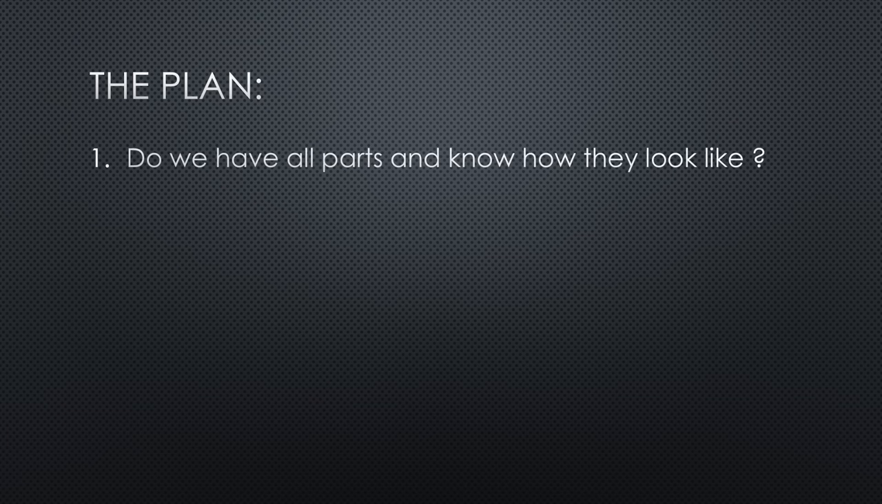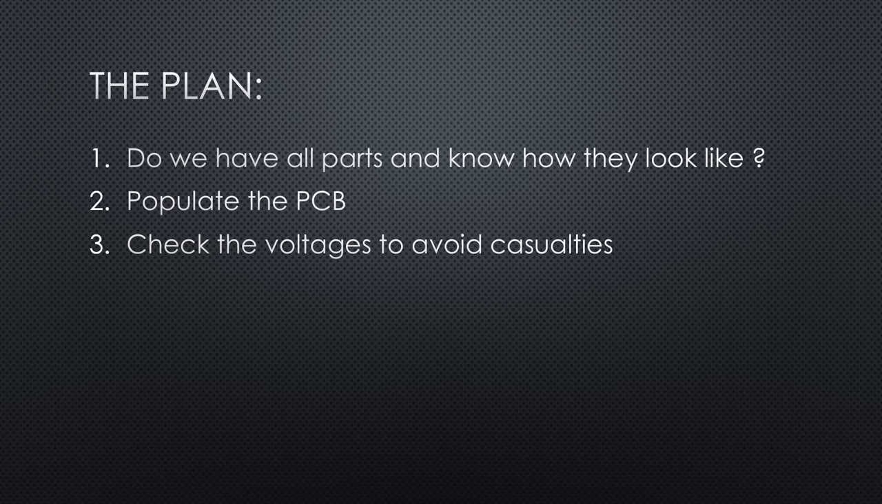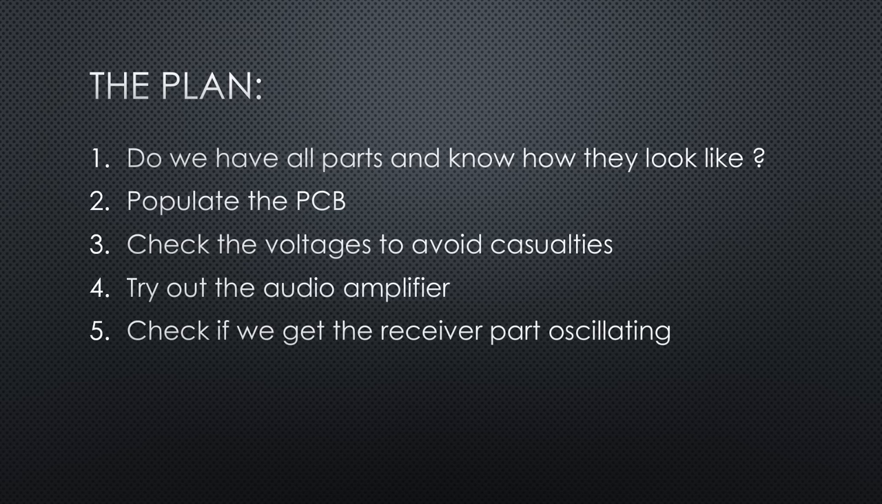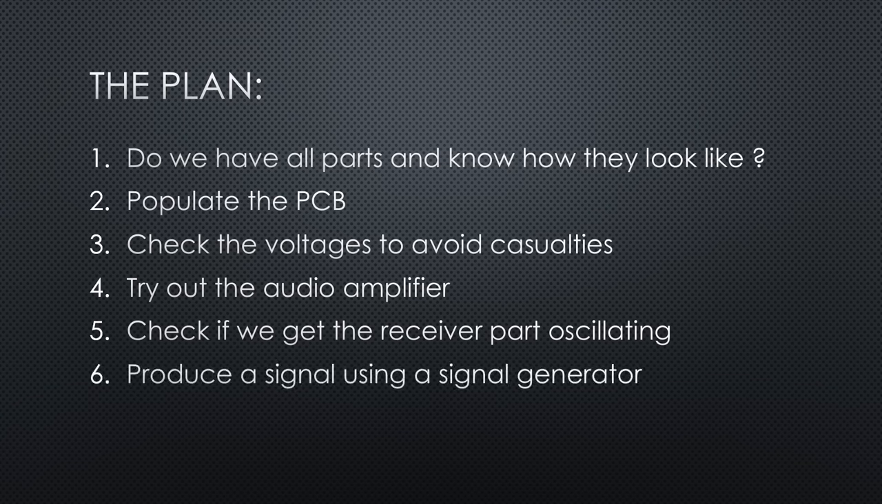The plan for the next steps is: see if I have all parts and know how they look like. Populate the PCB with all the parts, starting with the smallest. Before I insert the tubes, I will check the voltages to avoid casualties right at the beginning. Try out the audio amplifier. Check if we get the receiver part oscillating. Produce a signal on the appropriate frequency using a signal generator and listen if we can decode it.